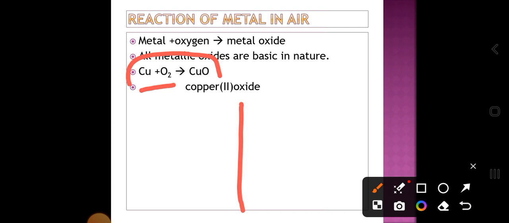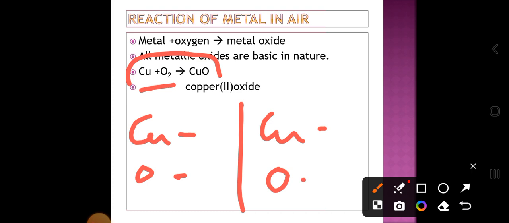Now let us try to balance this equation. First we'll write down LHS and RHS, and then we will also write down the elements. We have copper on the left hand side, oxygen also, and again on the right hand side we have copper and oxygen. First I will write down the number of atoms of copper. On the reactant side there is one copper atom, and on the right hand side, that is the product side, I also have one copper atom, so it is balanced. Now coming to oxygen, there are two atoms of oxygen on the reactant side, whereas only one atom of oxygen on the right hand side. So now it's not balanced.